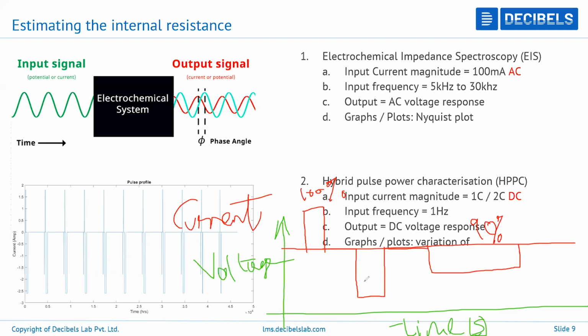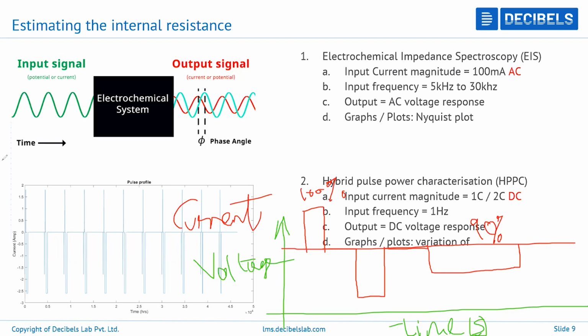You can change the profile symmetry as well. You can make it symmetric or asymmetric. You can lengthen the pulse time. You can shorten the pulse time. It is purely dependent upon the desired response that you want. So these are the two ways in which you can go for internal resistance estimation.